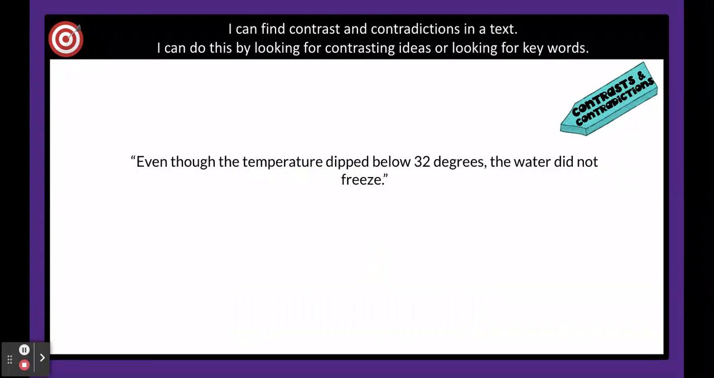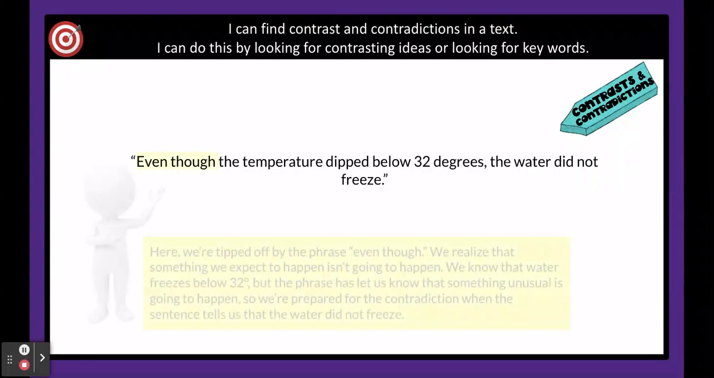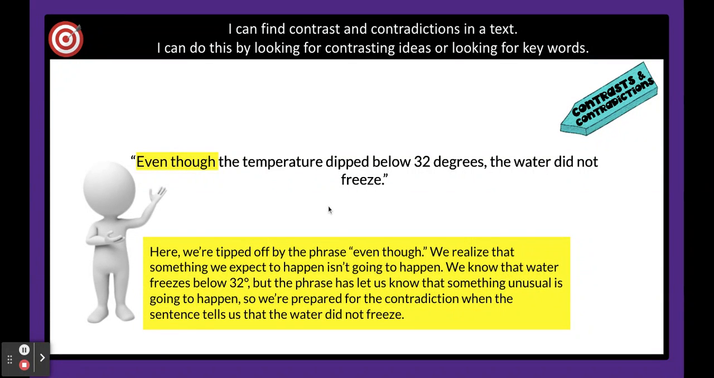Let's try another one. Even though the temperature dipped below 32 degrees, the water did not freeze. Here we're tipped off by the phrase, even though. We realize that something we expect to happen isn't going to happen. We know that water freezes below 32 degrees, but the phrase has let us know that something unusual is going to happen. So we're prepared for the contradiction when the sentence tells us that the water didn't freeze.